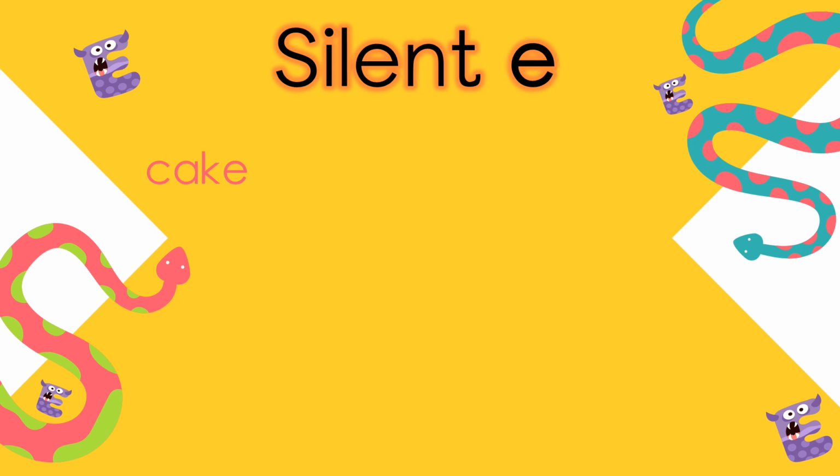Cake, C-A-K-E. The A changes to an A, cake. W-A-V-E. The A changes to an A, so it is wave. G-A-T-E. Gate. C-U-B-E. Here is the A sound. It changes to a U sound. So this word is cube.